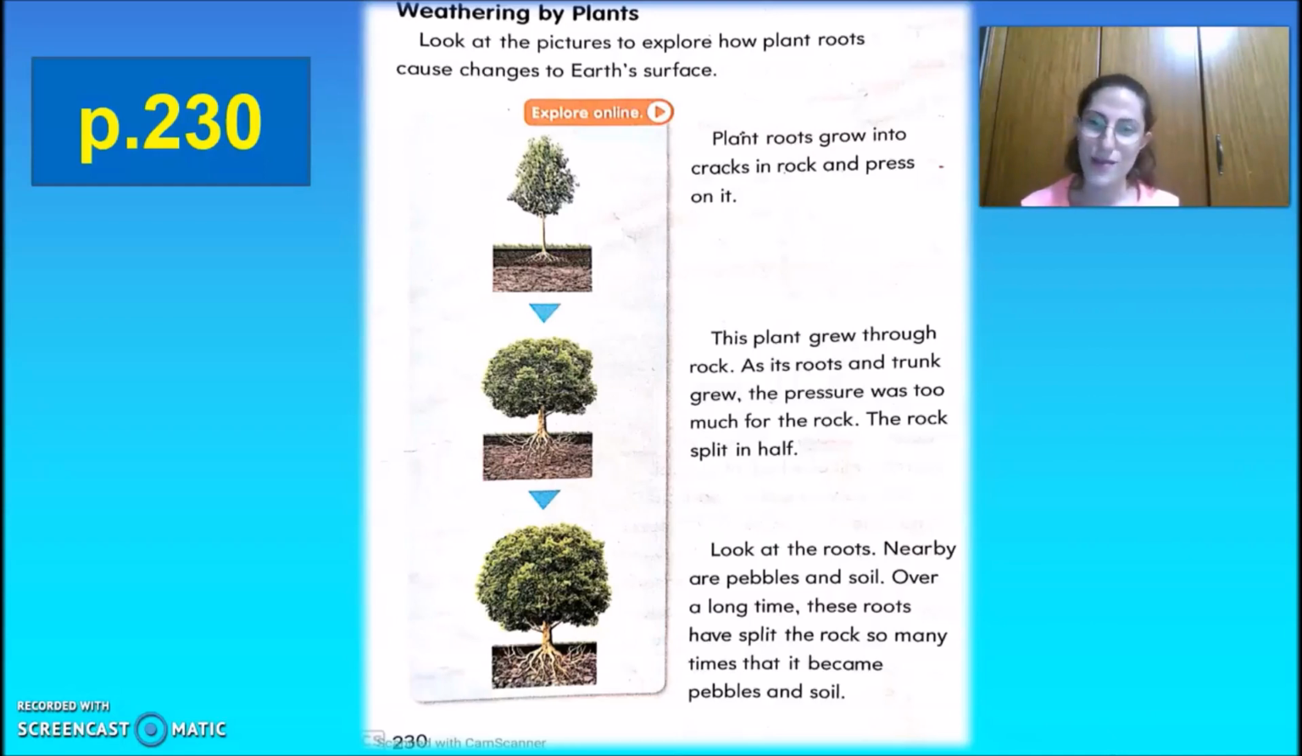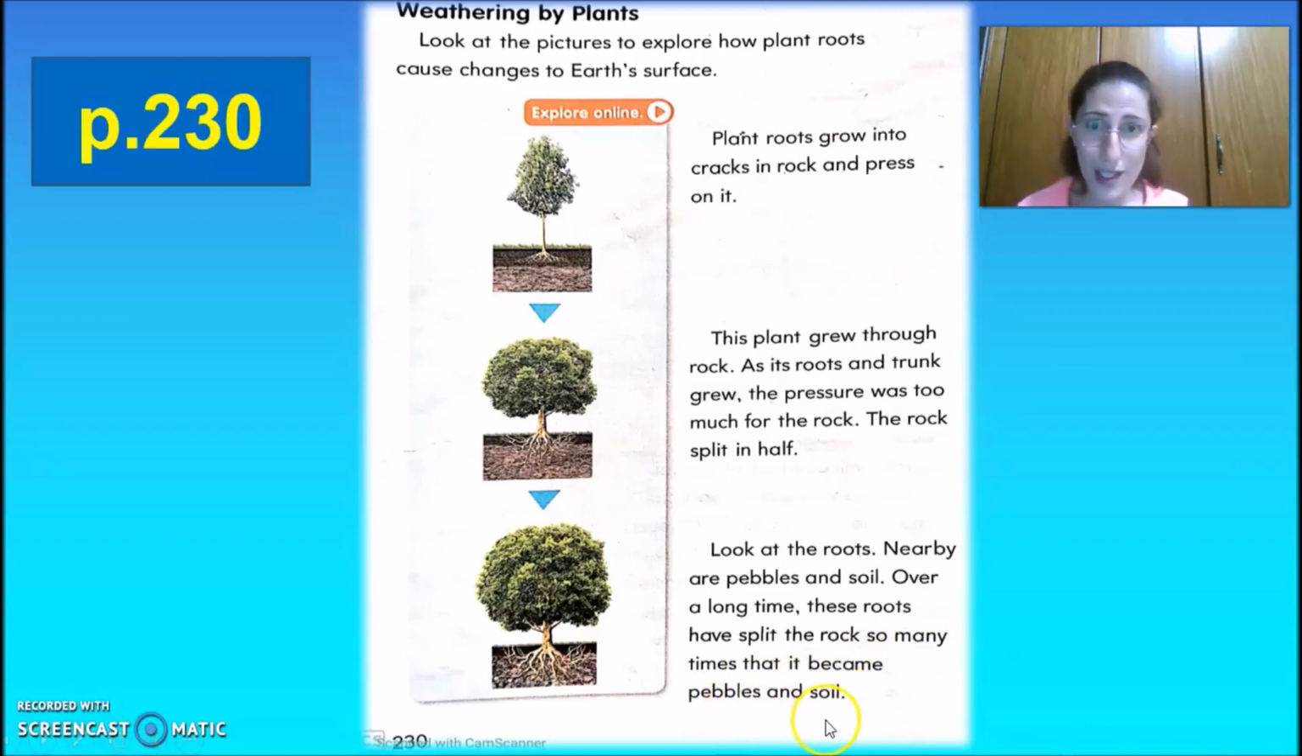Okay, let's read together. Plant roots grow into cracks in rock and press on it. This plant grew through rock. As its roots and trunk grew, the pressure was too much for the rock. The rock split in half. Look at the roots. Nearby are pebbles and soil. Over a long time, these roots have split the rock so many times that it became pebbles and soil.